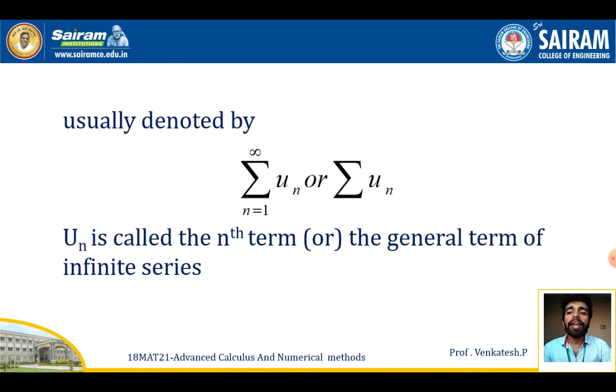The infinite series is usually denoted by summation n from 1 to infinity un, or simply we can call it summation un also, where this un is called the nth term or general term of the infinite series.